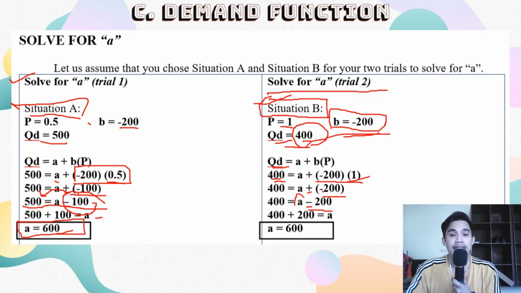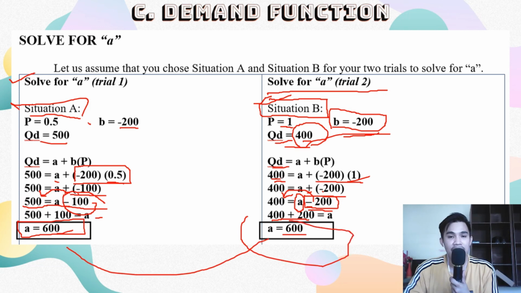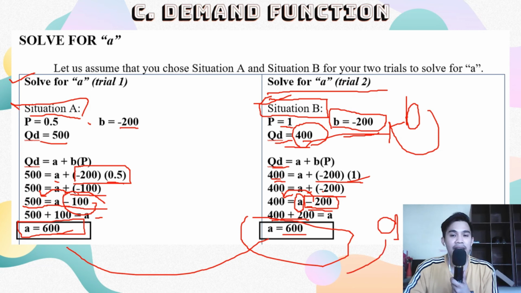We need to leave A alone there, so we have to transpose negative 200 to the other side. It becomes 400 plus 200 because the sign changes when moved. So 400 plus 200 is equal to A. 400 plus 200 is equal to 600. They are the same, so we are sure that the value of our A is equal to 600. So now we have our B, which is equal to negative 200, and our A is equal to 600. We will use these to establish our function.